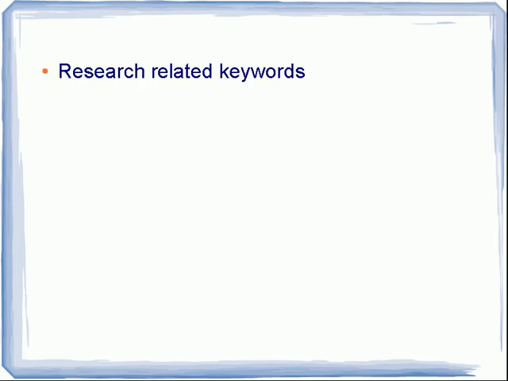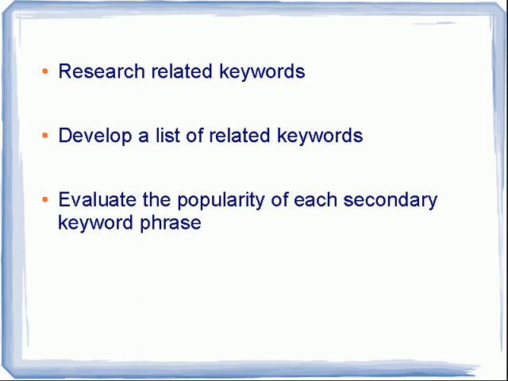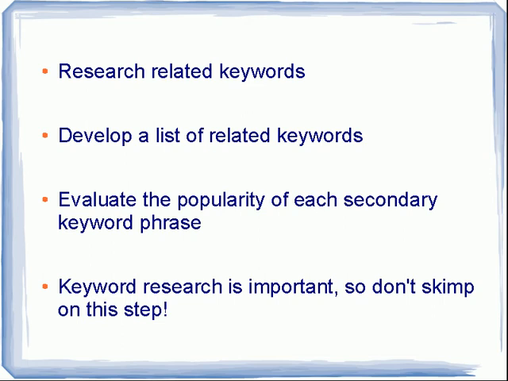You should research these related keywords as you did with the original keywords. You want to try to develop a nice list of keywords all related to your niche and topic. So evaluate the popularity of each secondary keyword phrase, the number of current AdWords advertisers that are targeting each keyword phrase, as well as the estimated traffic based on relevant keywords.